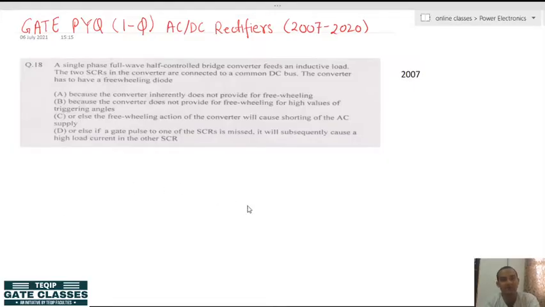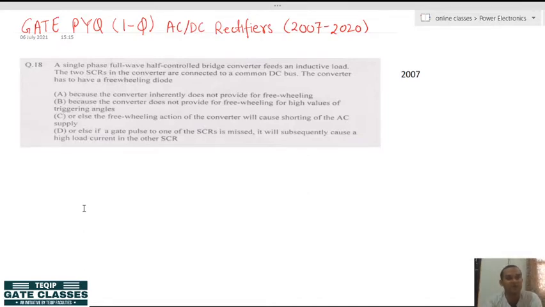In today's class we are going to cover the previous year GATE question papers. I have compiled the GATE questions of single phase AC/DC rectifiers, up to the topics we have studied till now, and the questions pertain from 2007 to 2020. So let's begin with the questions starting from 2007.